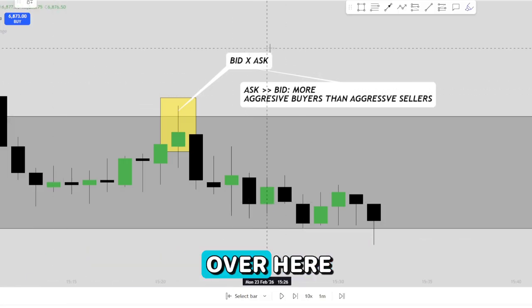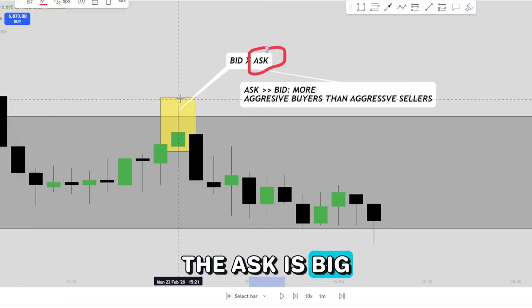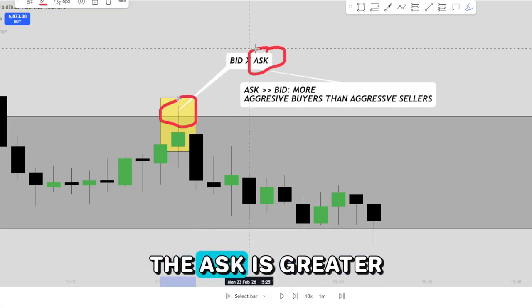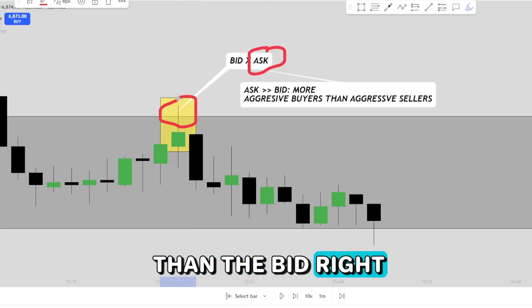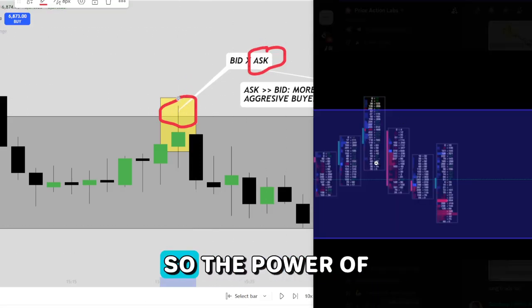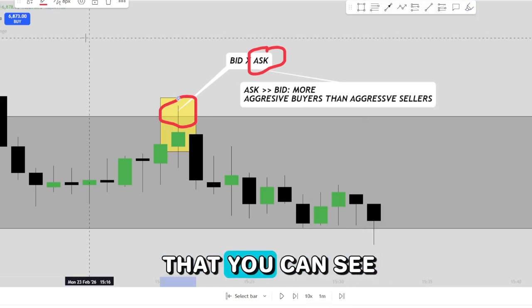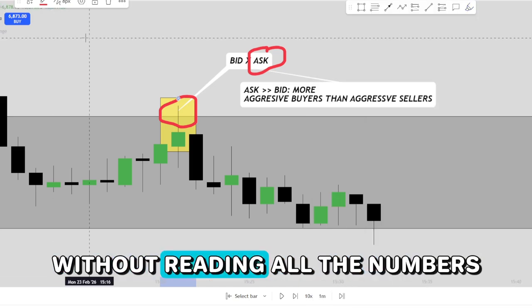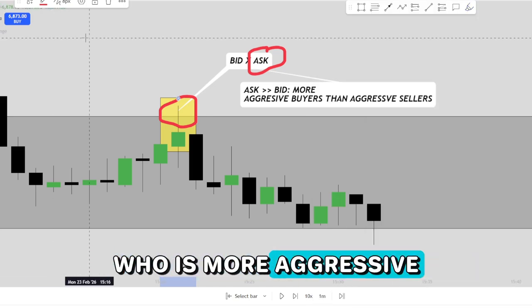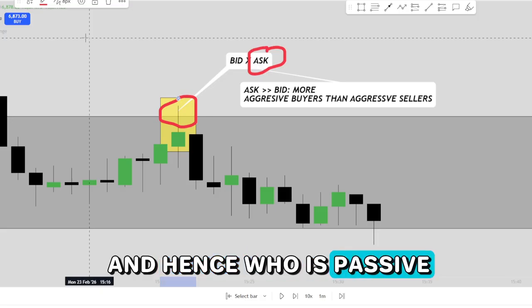That's all that's happening over here. The ask is big over here. The ask is greater than the bid, and we see that through blue delta. So the power of the footprint charts is that you can see, without reading all the numbers, who is more aggressive and hence who is passive.